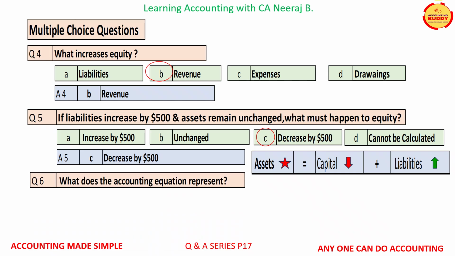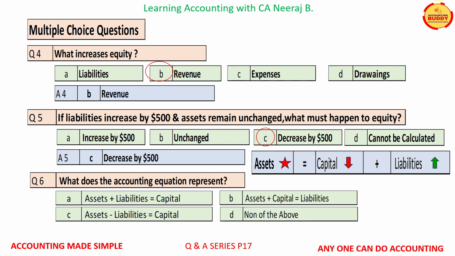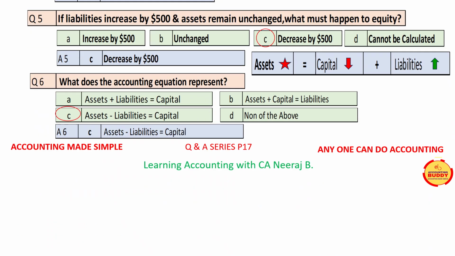Question number 6 on your screens is, what does the accounting equation represent? The options are option A, assets plus liabilities is equal to capital. Option B, assets plus capital is equal to liabilities. Option C, assets minus liabilities is equal to capital. And option D is none of the above. We know option C is the correct answer. Assets minus liabilities are always equal to capital.